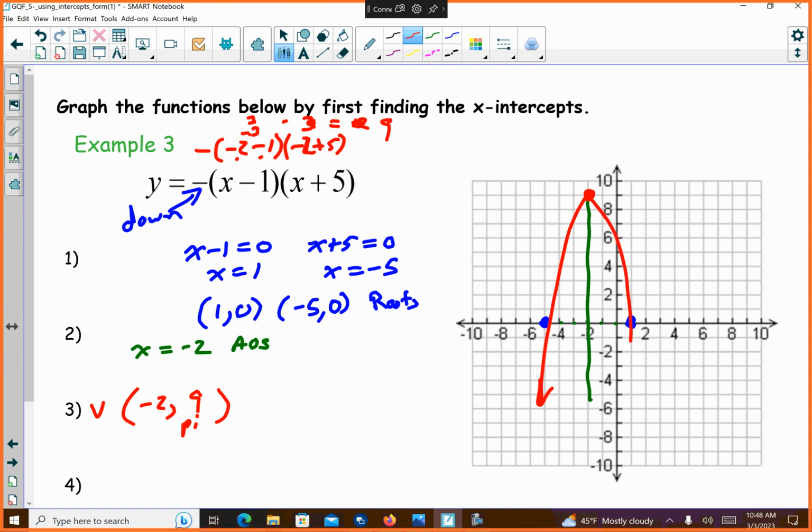All right. Does it make sense this one should be opening down? Everybody happy?